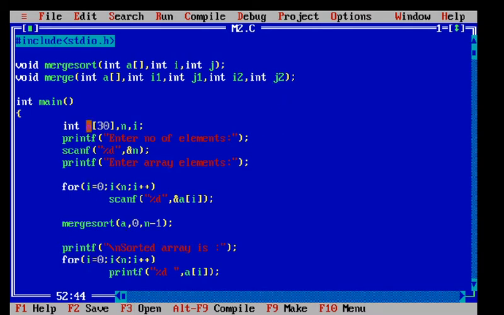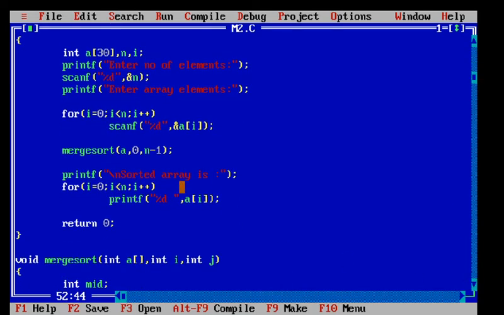Now here I take an array a of 30, and n and i. Enter the number of elements. Here I enter how many elements you want to enter, stored in the value n. Now we can enter the array with the help of this for loop, and we pass this array to merge sort: a comma 0 comma n minus 1. 0 is nothing but the lower bound and n minus 1 is the upper bound of this array. Now print the sorted array, and here we print this array.